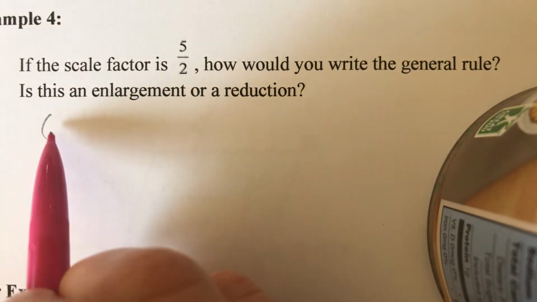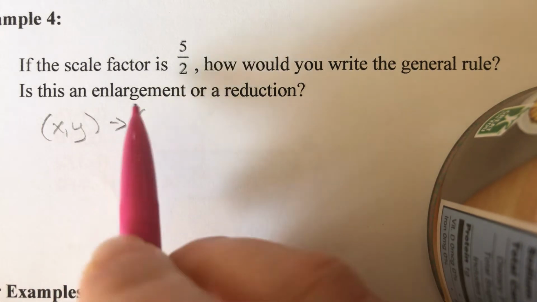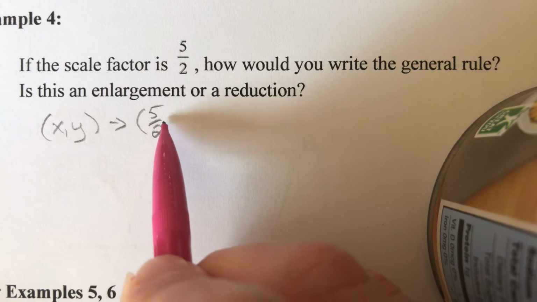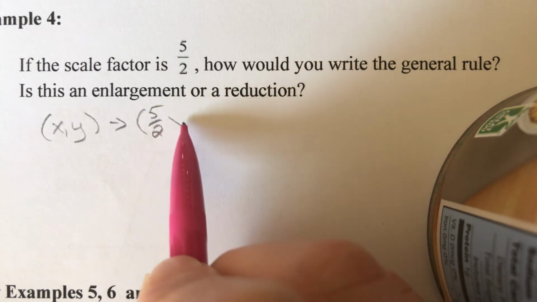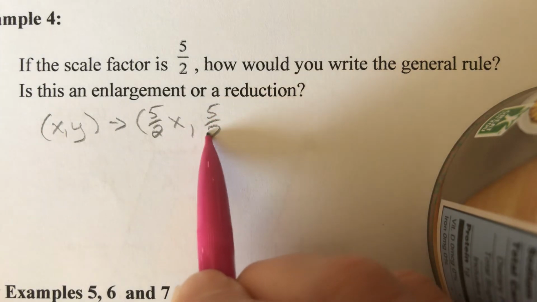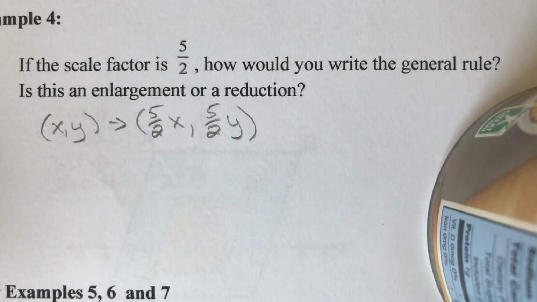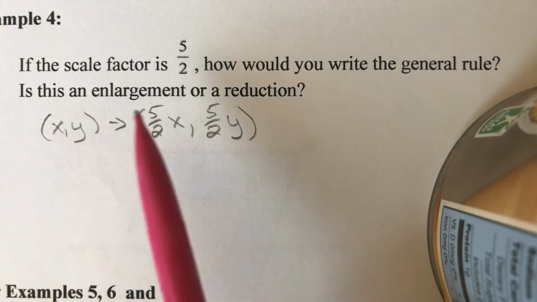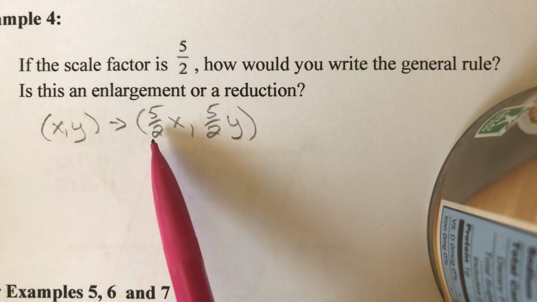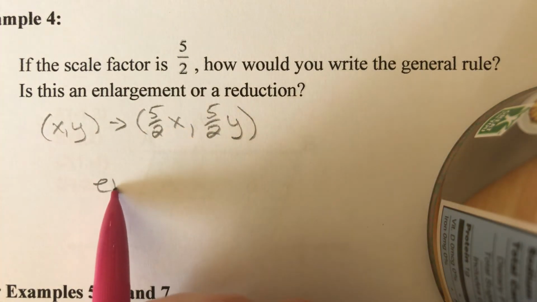So the rule, we've got our x, y, and that's going to change using multiplication. So no need to change this into a mixed number. So 5/2 x and 5/2 y. Now we think of fractions, sometimes we think of reduction, but this fraction could be written as a mixed number. This is a number greater than 1. So this is going to be an enlargement.